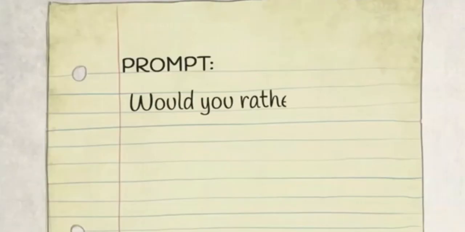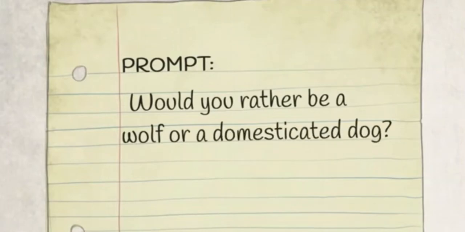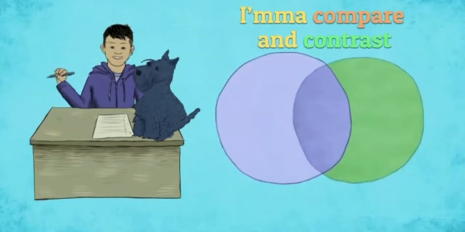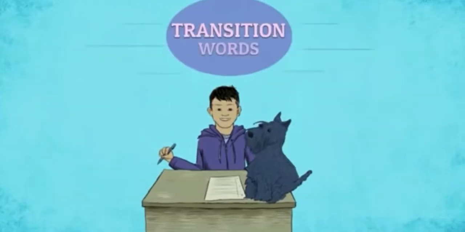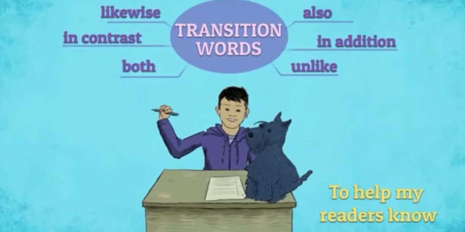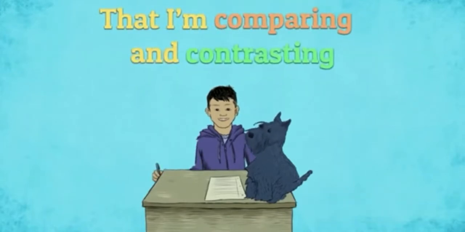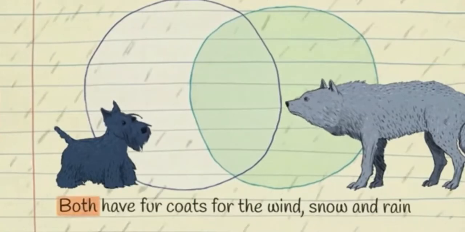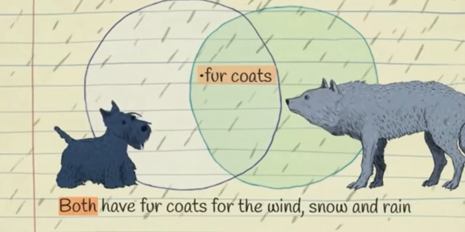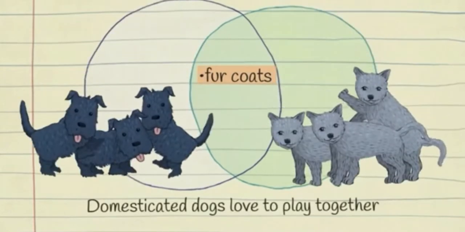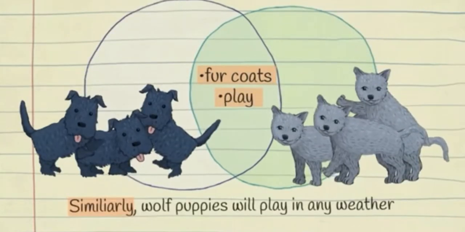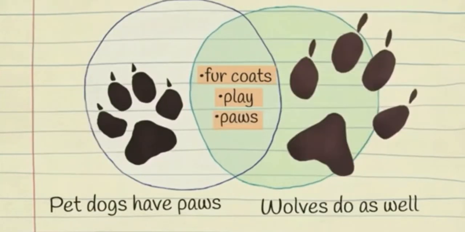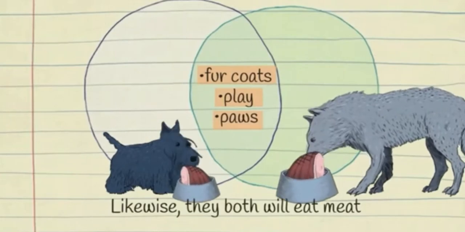Here's the prompt. Would you rather be a wolf or a domesticated dog? Domesticated dog is like a pet. I'ma compare and contrast. That'll help me pick. I use transition words to help my readers know that I'm comparing and contrasting. Here we go. First, I'll compare how they're the same. Both have fur coats for the wind, snow, and rain. Domesticated dogs love to play together. Similarly, both puppies will play in any weather. Pet dogs have paws, wolves do as well. Likewise, they both will eat meat.